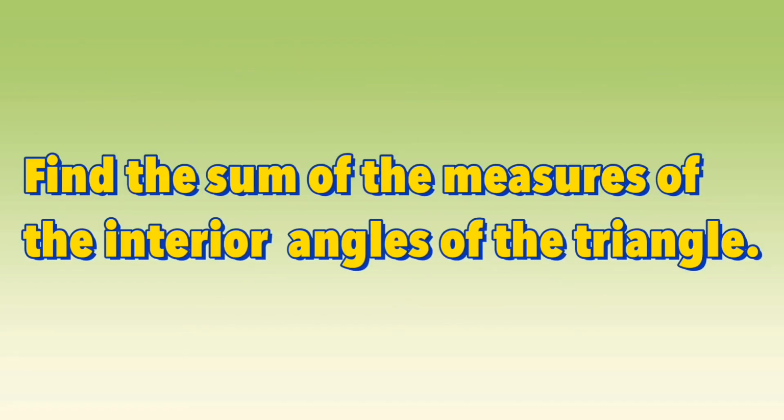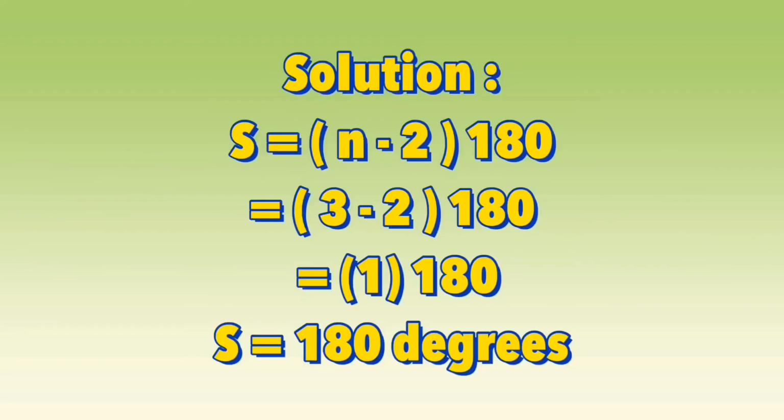Okay, number 1, find the sum of the measures of the interior angles of a triangle. So remember, a triangle is a polygon with 3 sides. Our formula to use is sum equals n minus 2 times 180. Since the triangle has 3 sides, we substitute 3 for n, so 3 minus 2 times 180. 3 minus 2 equals 1, times 180. So the sum of the interior angles of a triangle is 180 degrees.